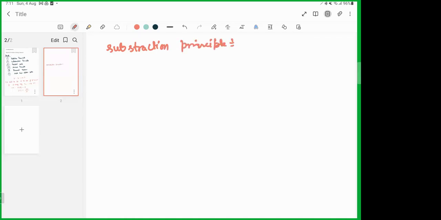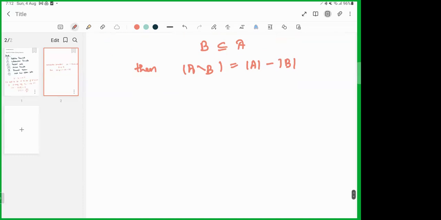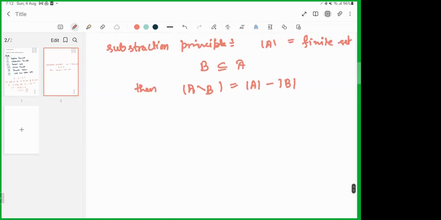Principle. So if A is a finite set, and B is a subset of A, then cardinality of A minus B is cardinality of A minus cardinality of B, because B is a subset of A. So this is subtraction principle. Yes. Anything else? Any doubt? Yes, another query?